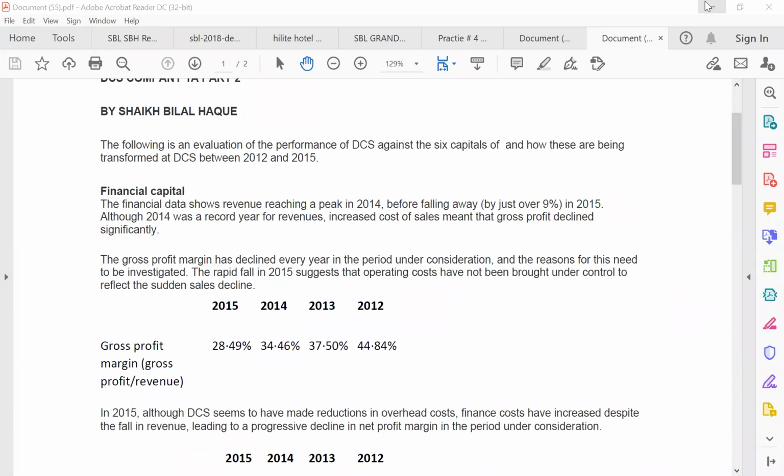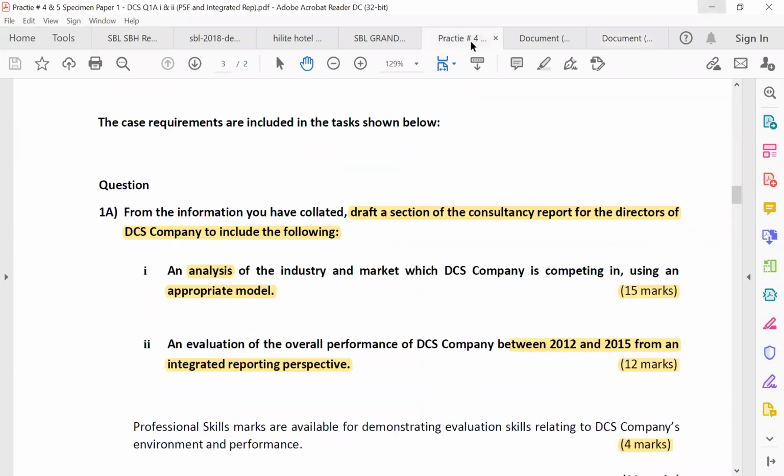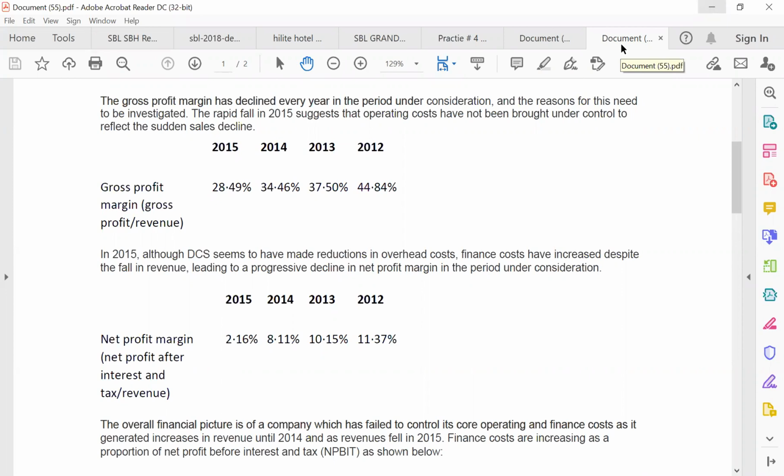The rapid fall in 2015 suggests that operating costs have not been brought under control to reflect the sudden sales decline. 2015, 14, 13, 12. Gross profit margin, gross profit over revenues, 28.49%. I've taken this out from the financial data that was given to me, so I can analyze the situation. Basically, this is just an analysis question, right? You can see over here it says an evaluation. So you are evaluating. In fact, it's not the analysis, it's the evaluation question. You will be giving both the pros and cons.